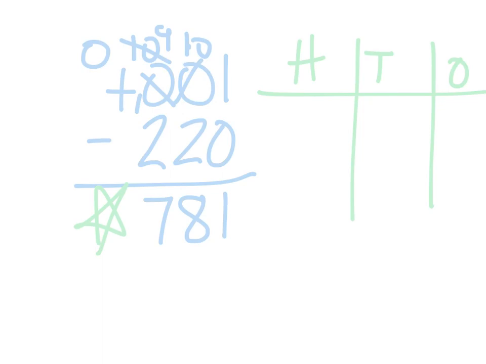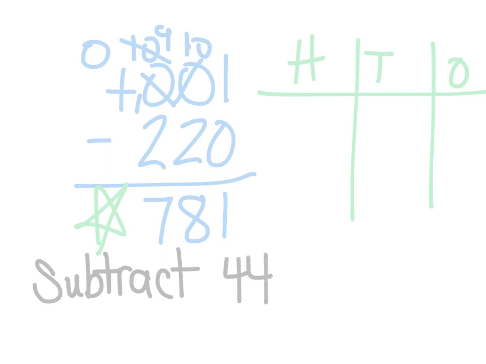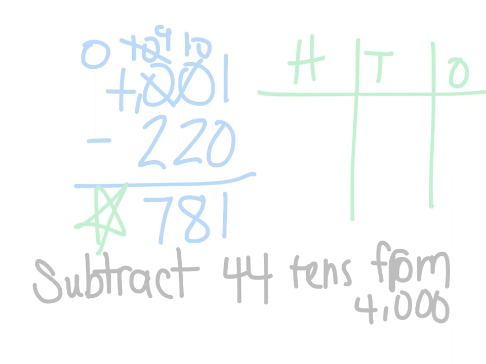All right. Should we give our scholars a problem like this to do at home? I think so. Okay. What should it be? Subtracting again? Yes. Subtract. What do you think? 44 tens. 44 tens from what number? From 4,000. Whoa. Lucky number 4. From 4,000. That's right.